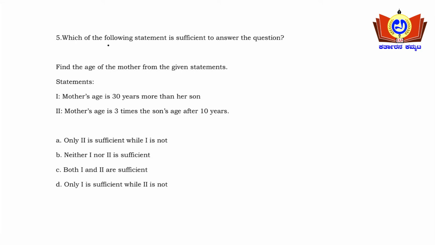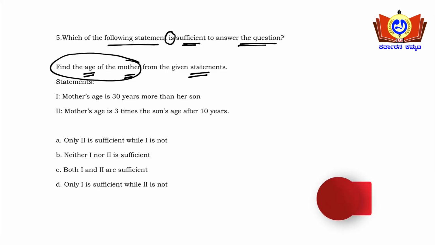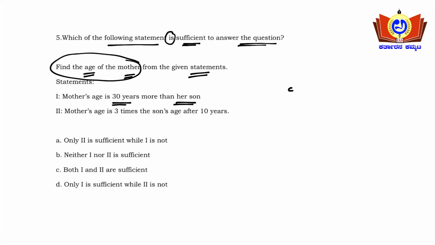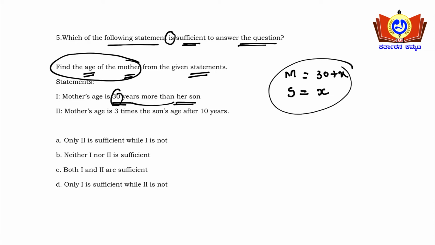Which of the following statements is sufficient to answer the question here? So what is the question? Find the age of the mother from the given statements. So we need to find the age of the mother here. The statement is: mother's age is 30 years more than her son. If we consider the son's age is X here, then mother's age will be 30 years more than her son, so 30 plus X here. This is the first statement.